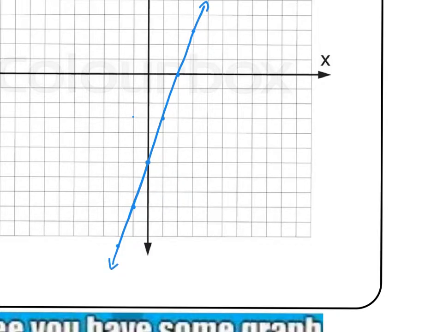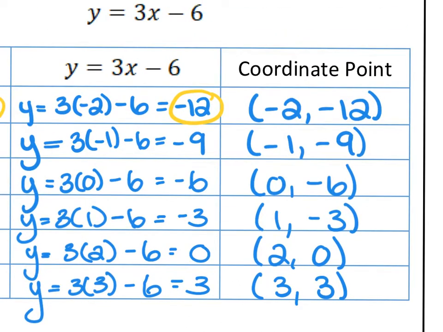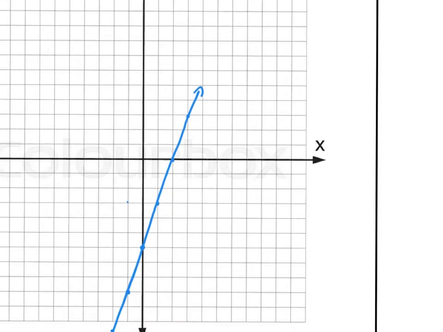This is a graph of the function up here that is y equals 3x minus 6. Now you can nicely label it on your graph, y equals 3x minus 6. And there you go.